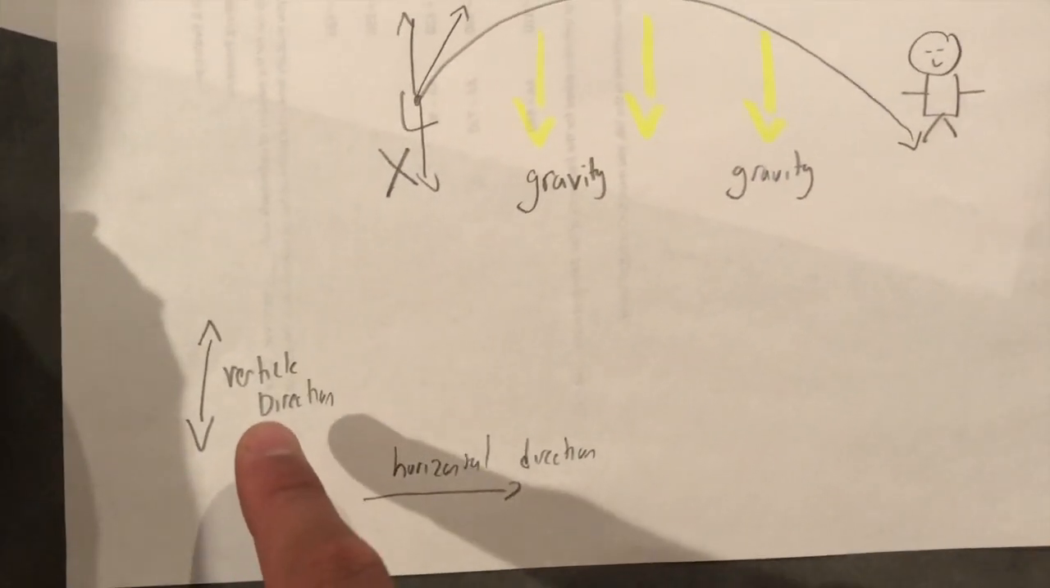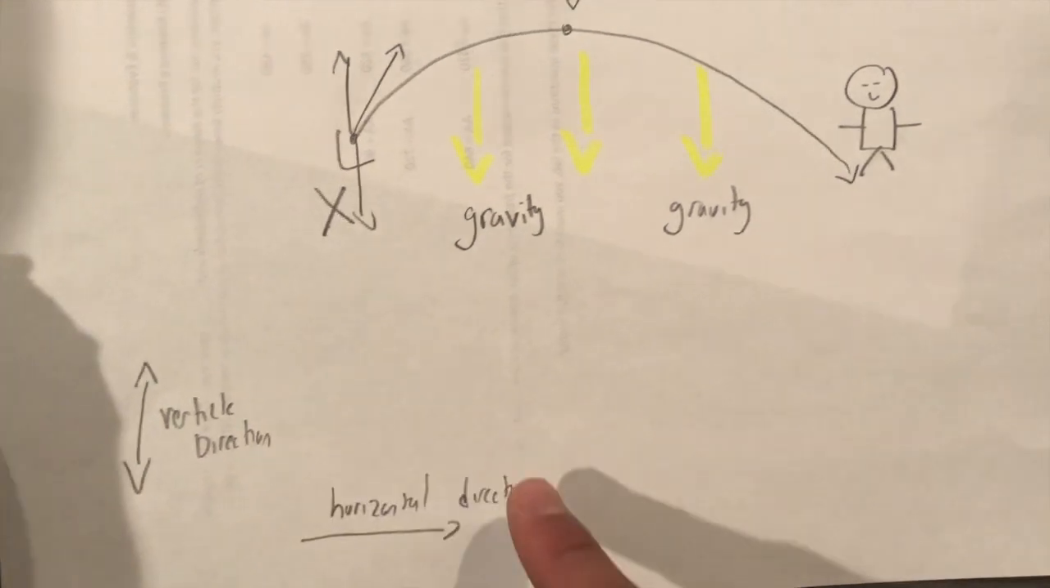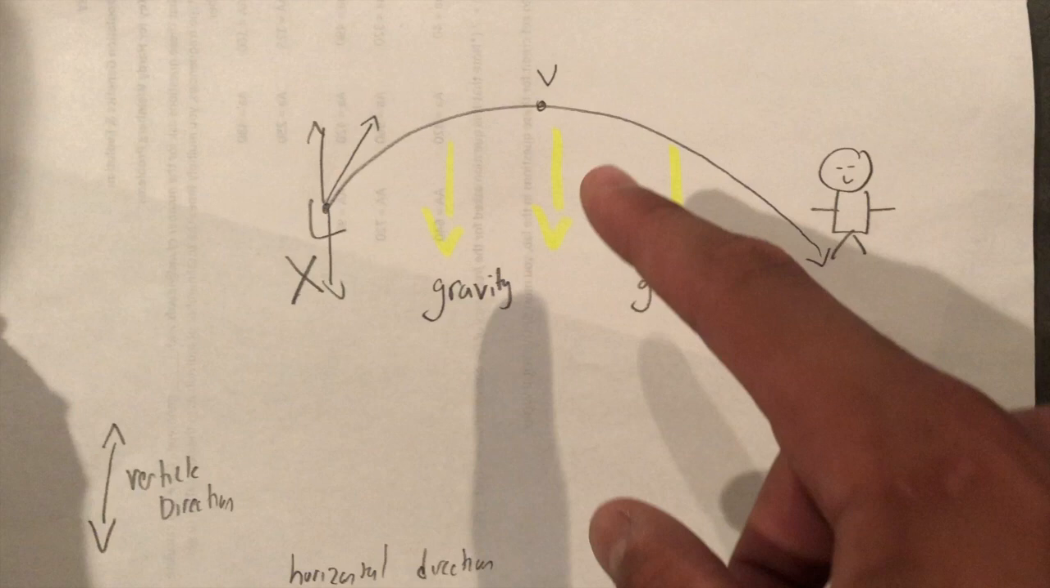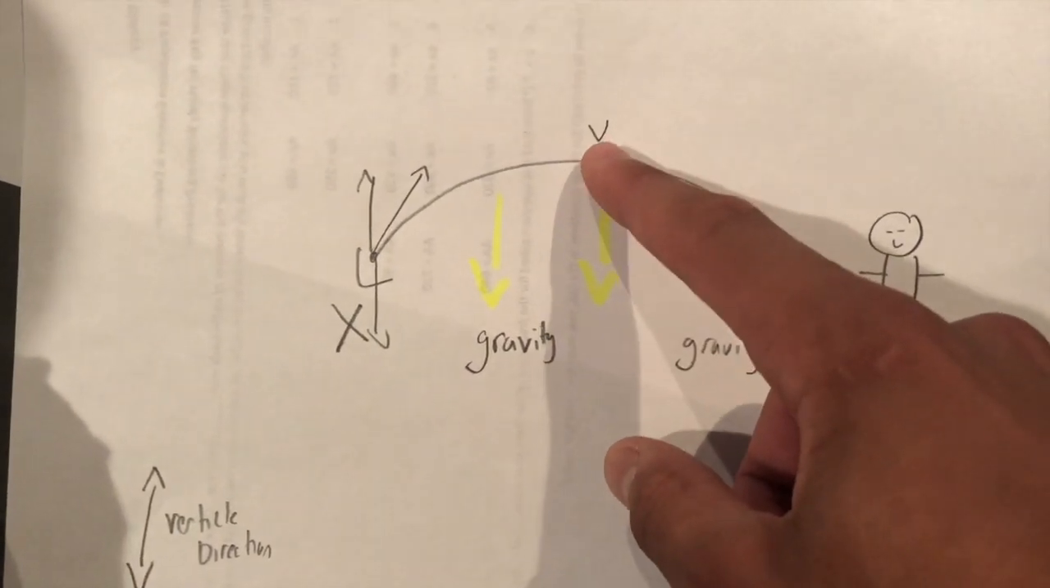Now here we have a vertical direction and a horizontal direction. So as you can see, the highest point is where I'm the tallest in the air, and this is the lowest.